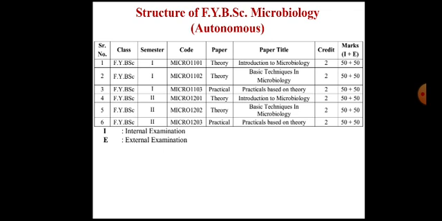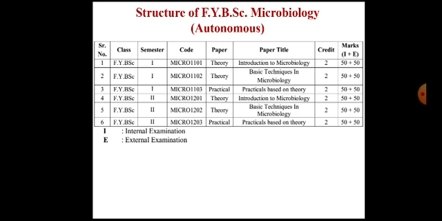We can see the second column, that is class FYBSc. So this is the whole structure for FYBSc. In the third column, the semester number is mentioned. You see that there are two semesters, first semester and second semester. This means that this will be a semester pattern. That means at the end of each semester you will have to give an examination. So the assessment will be done at the end of each semester.